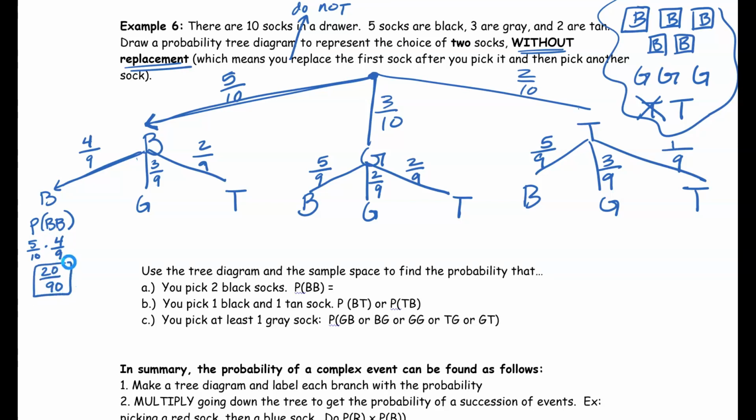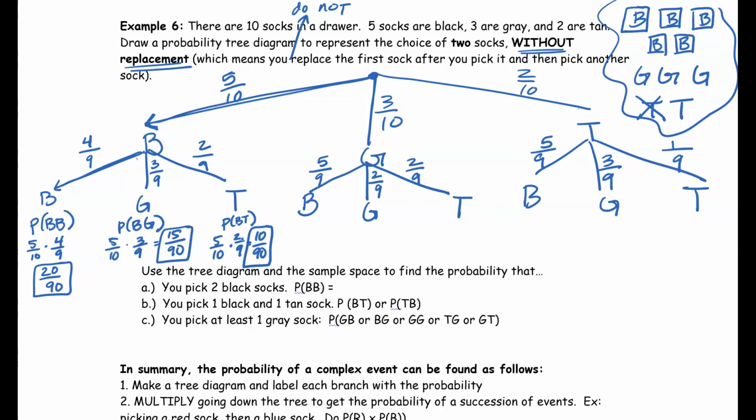Now here's the thing. I know normally I say reduce your fractions. In this case, don't. Reduce at the very end, because if you have to add anything, it makes it easier for them to have common denominators. So now I'm going to go down the second. So the first branch is black and then gray. So the probability of black and gray is going to be 5/10 times 3/9. So 5 times 3 is 15, 10 times 9 is 90. And then this last one is going to be black tan. So probability of black tan is going to be 5/10 times 2/9, and that gives me 10/90.